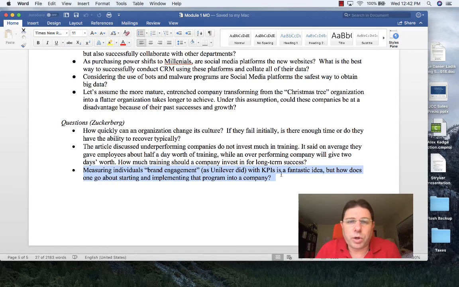Measuring individuals' brand engagement, as Unilever did, with key performance indicators is a fantastic idea. Yes, it is a fantastic idea. But how does one go about starting and implementing that program in a company? Well, it's easier to do if it comes from the top. And it's easier to convince the top if you already have a data stream and you do a model.